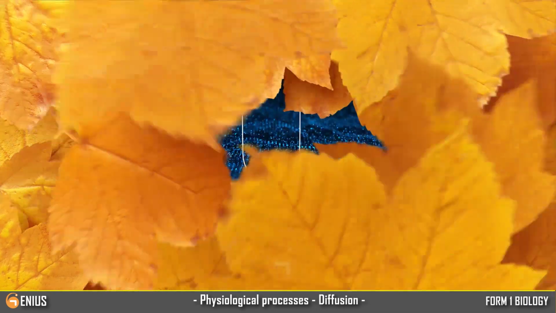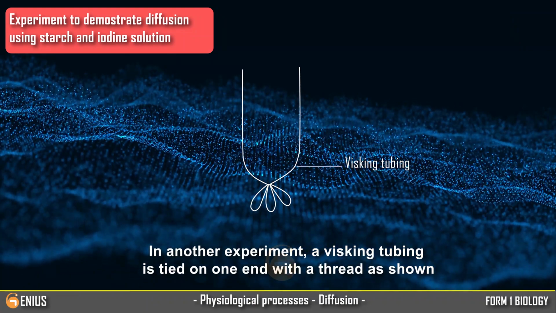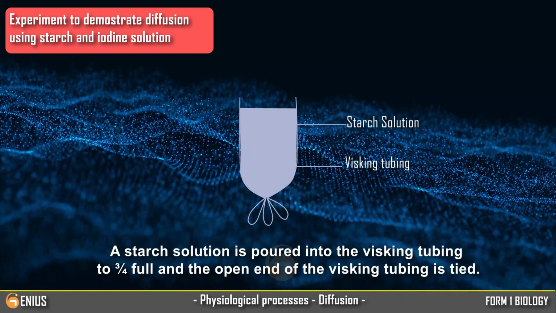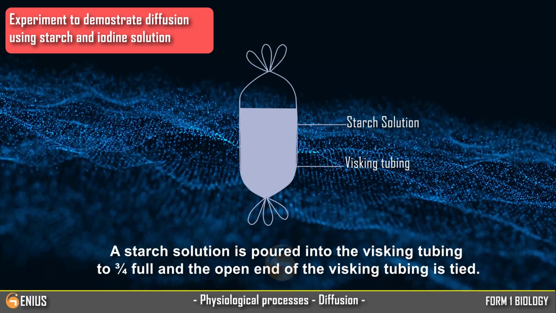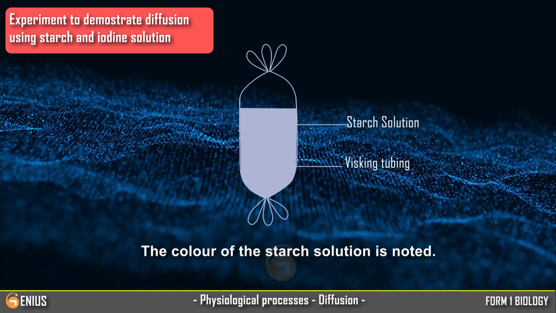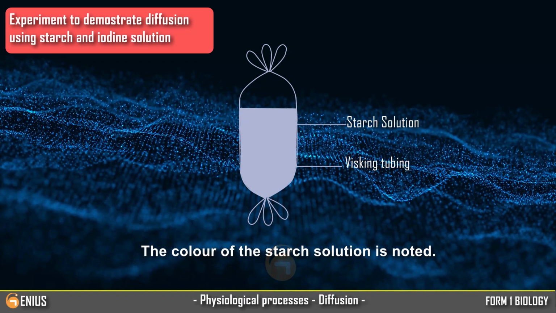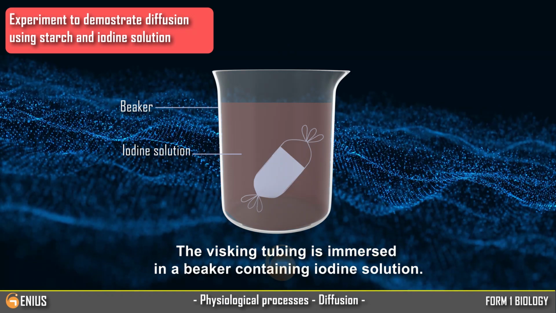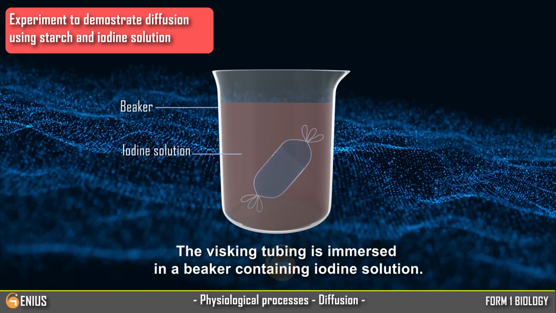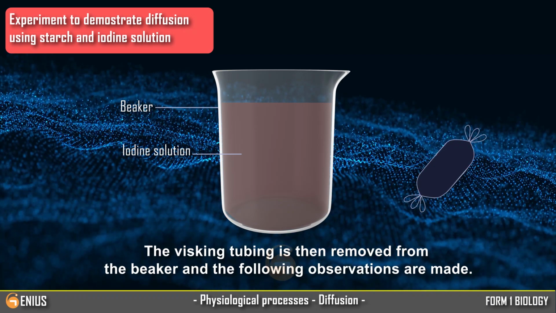In another experiment, a whisking tubing is tied on one end with a thread as shown. A starch solution is poured into the whisking tubing to 3/4 full and the open end of the whisking tubing is tied. The color of the starch solution is noted. The whisking tubing is immersed in a beaker containing iodine solution. The whisking tubing is then removed from the beaker and the following observations are made.